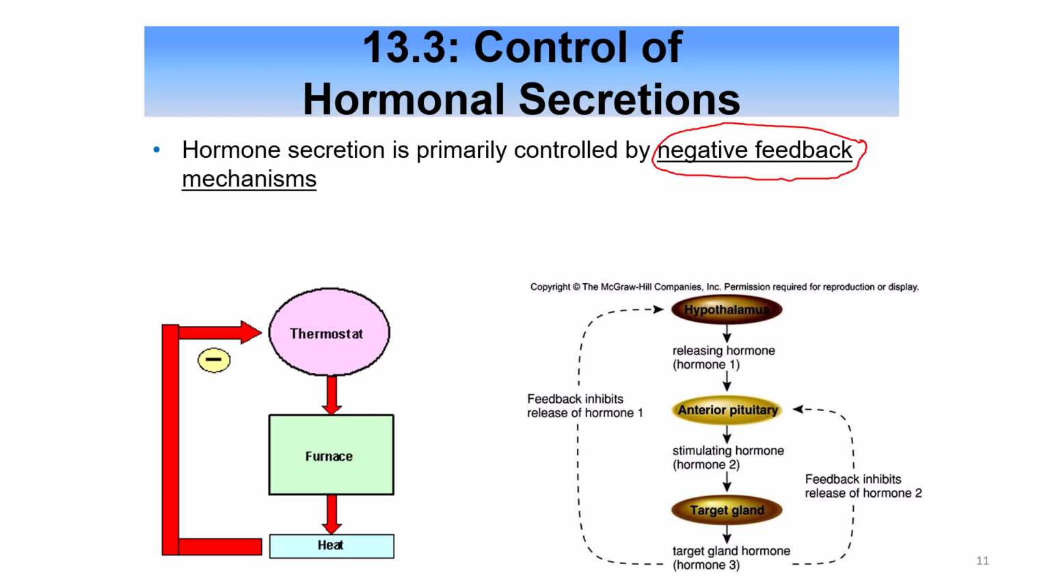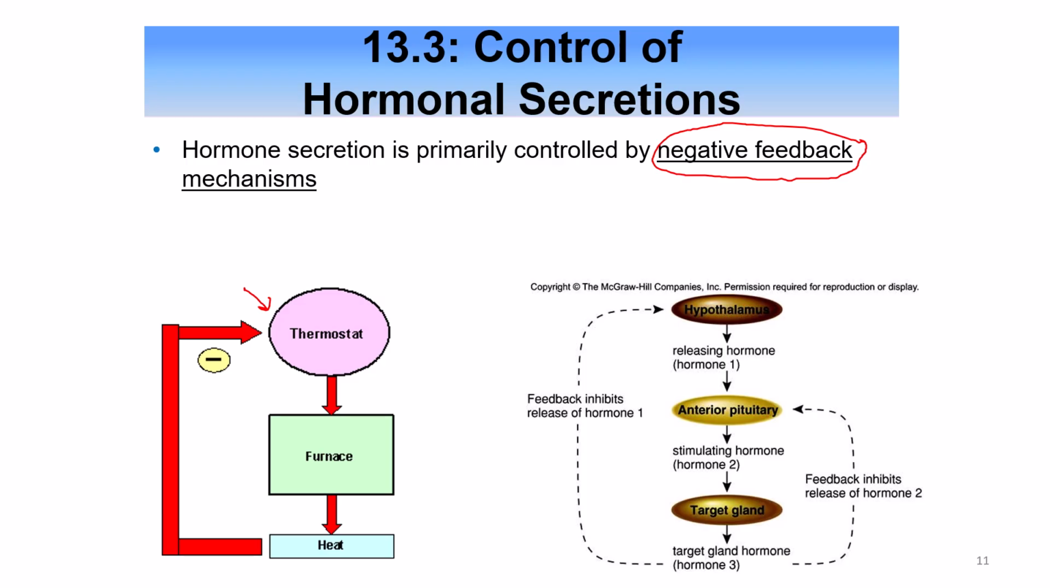So on the left side, let me explain this a little bit better. Here's just an example. It kind of has to do with this negative feedback. Let's say you set the thermostat at a certain temperature. Let's say it's cold out. If the temperature goes below what it was set to, then the furnace kicks on and the heat is released. When the heat is released, the negative feedback mechanism turns off the thermostat.